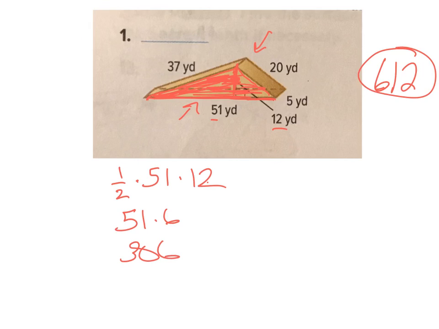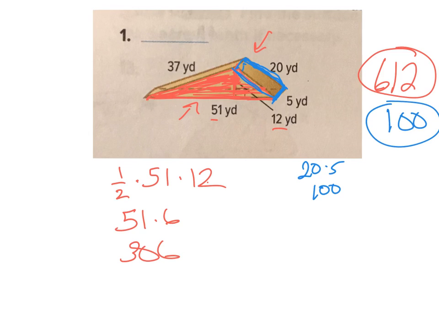Perfect. Now, I'm going to do this little side here. There's no corresponding side to this, so we got to figure out this one. We know that it's a prism, or it's a rectangle, so it's a 20 by 5. 20 times 5 gets me 100. Okay, so this little guy right here is 100.